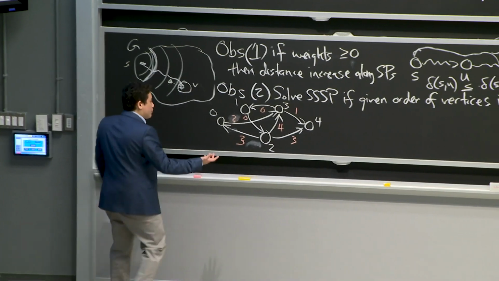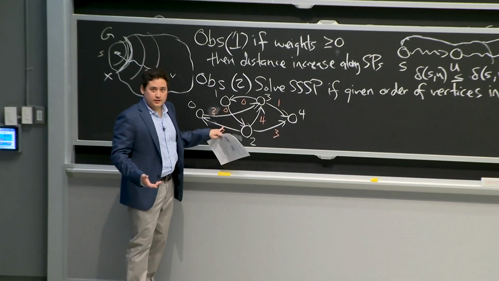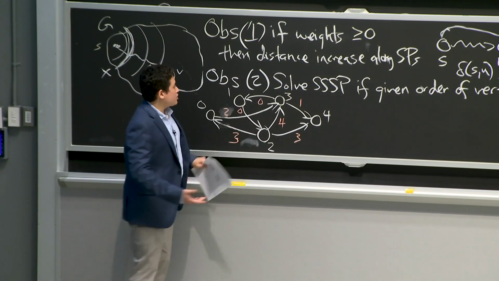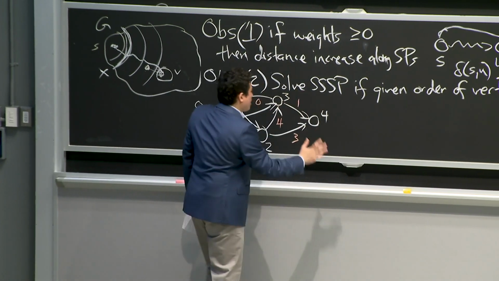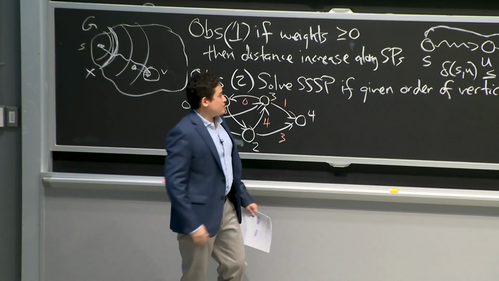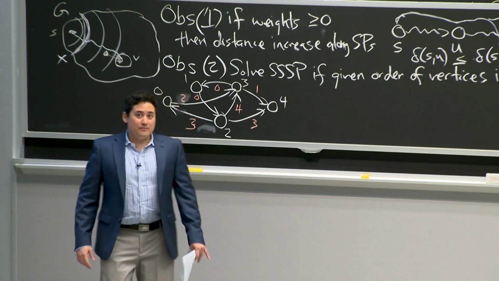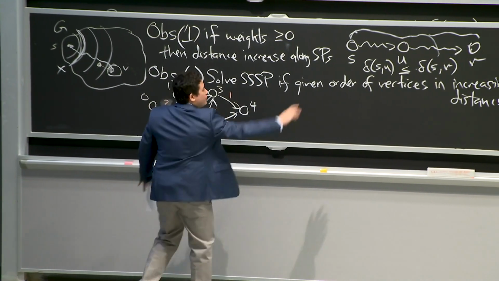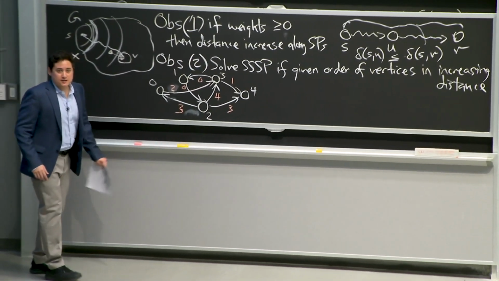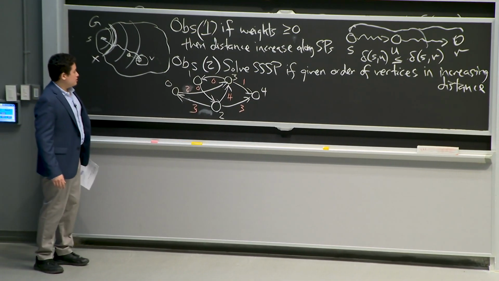Now, it's not the only right ordering, right? But it is a right order. Okay, so I'm arguing to you that I could solve single source shortest paths in linear time if I were to give you the vertices in increasing distance. How could I do that?